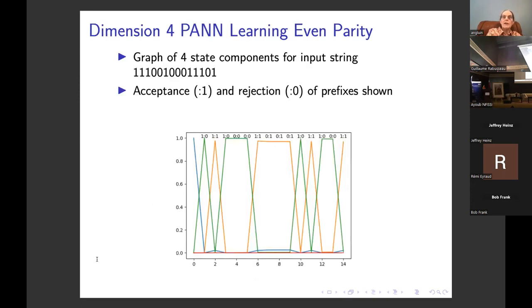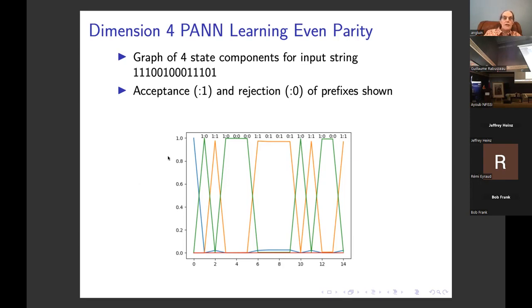Let's look at this question of learning parity, in this case, even parity. And we're taking a four-dimensional PAN in this case. What is shown in this graph is the values of the four components, each one coded by a different color, for a particular input string, this string 11001303101. And after the colon is the label of whether the string prefix at that point is accepted or rejected. One thing we note here is that of the four components, blue, red, green, orange, only the green and orange after the beginning seem to arrive at a significantly non-zero value.